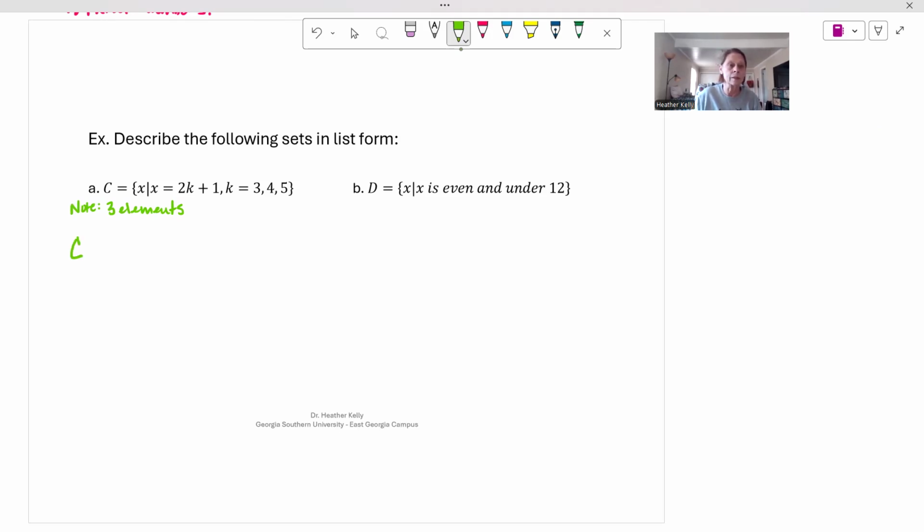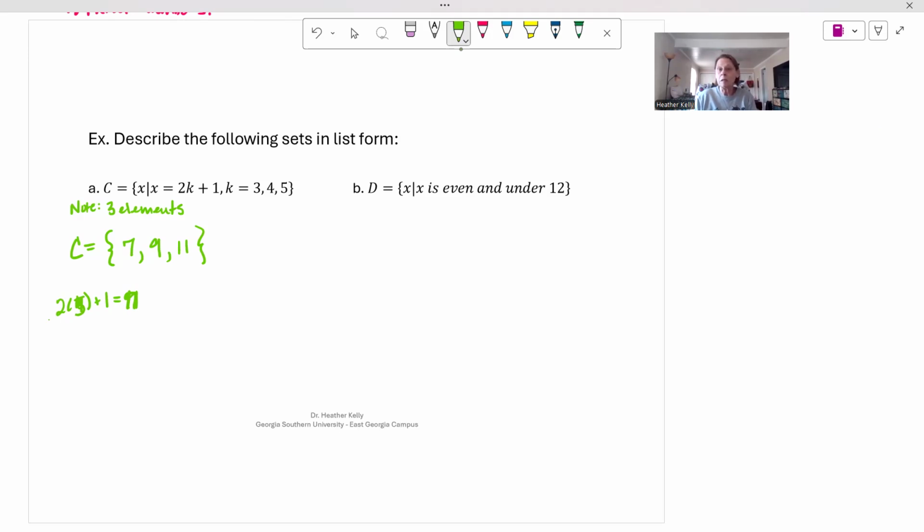So we can say C is equal to, in the curly brace, and we're just going to plug in the 3, plug in the 4, plug in the 5, and get those 3 elements. So when we plug in 3 here, we have 2 times 3 plus 1 is equal to 7. Plugging in the 4, 2 times 4 plus 1 is equal to 9. And plugging in the 5, 2 times 5 plus 1 is equal to 11. And there is our explicit list.